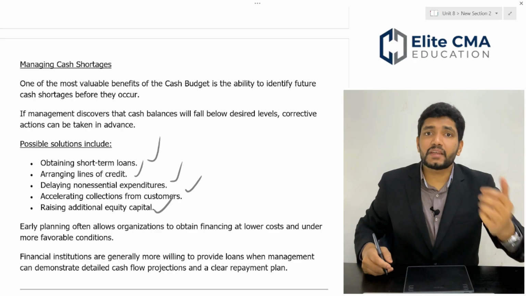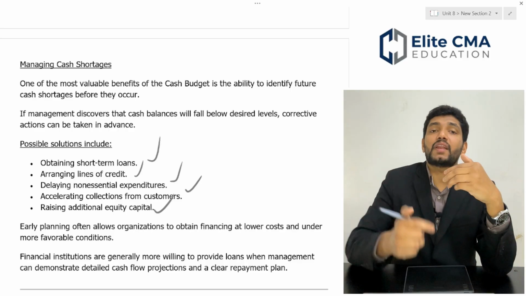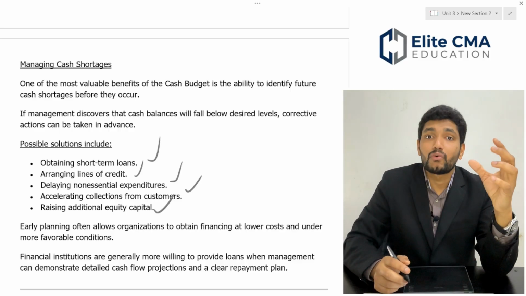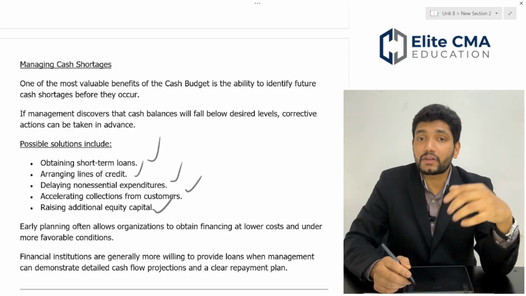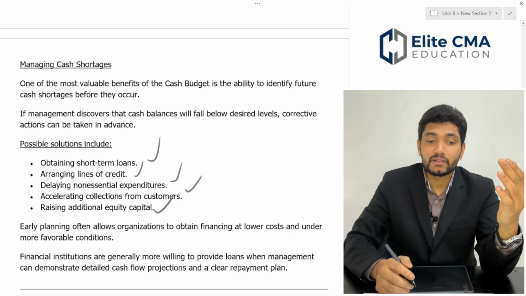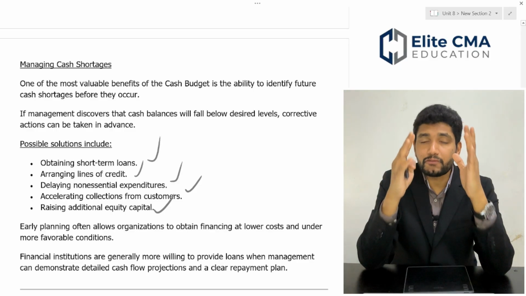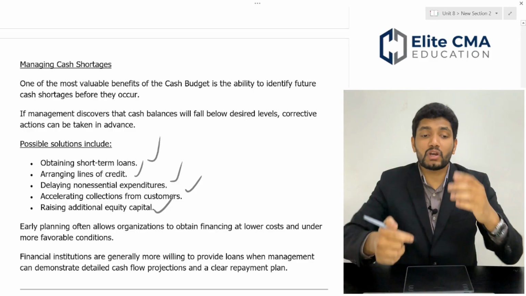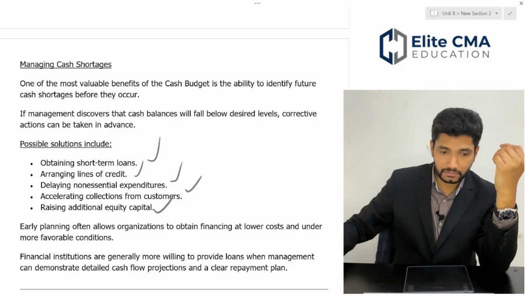Again, a better plan and a better cash budget will help the management to manage their cash shortage and to find a better way to improve the overall cash position.